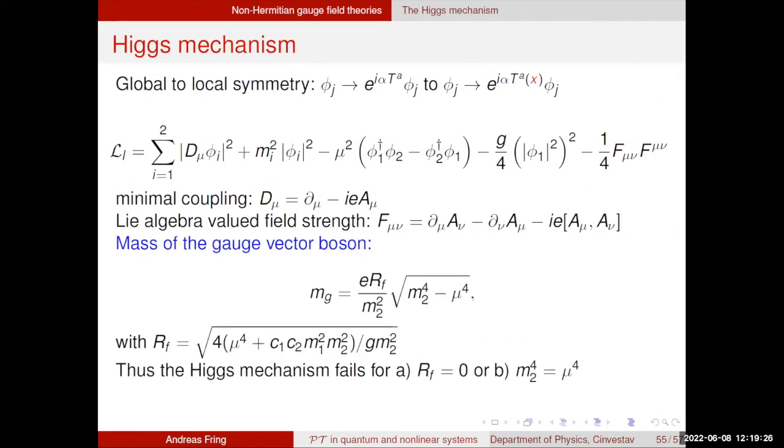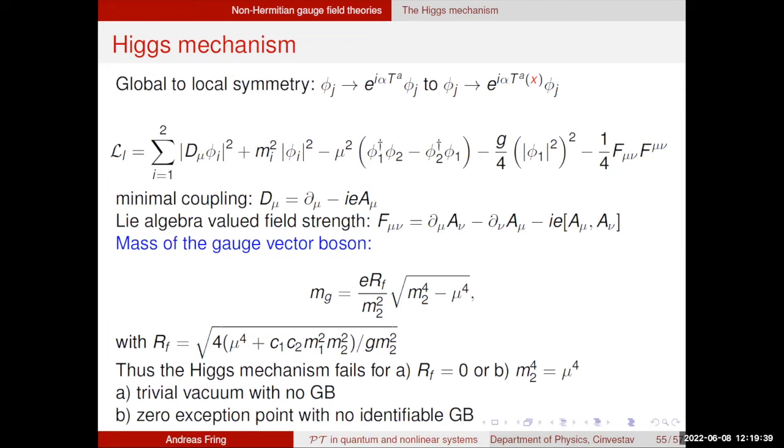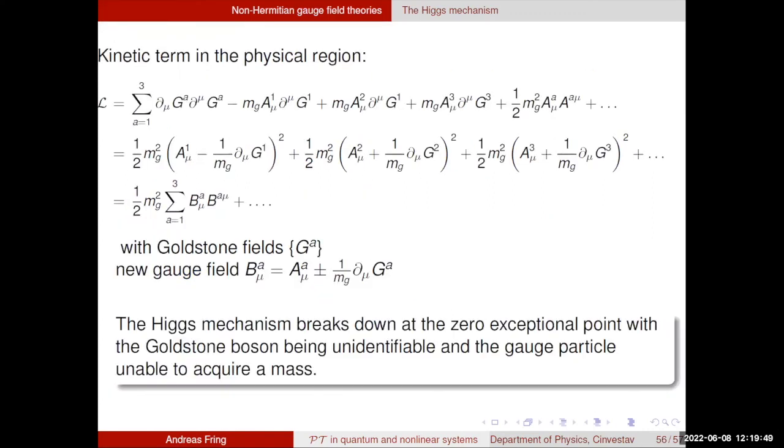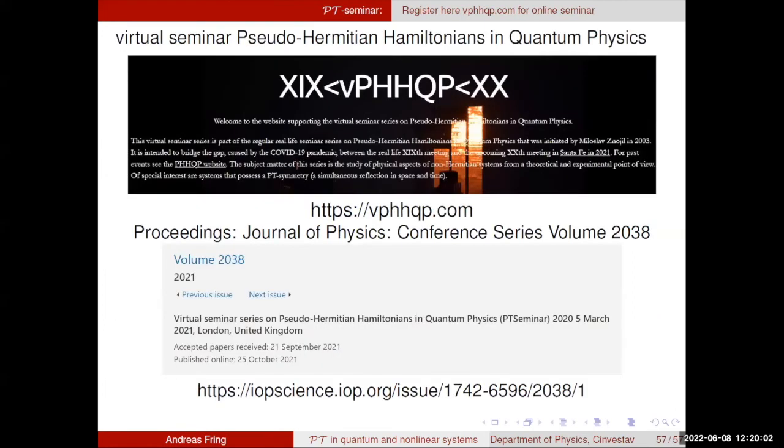Now the Higgs mechanism, which is the mechanism that gives the Goldstone boson a mass. So we replace all derivatives via minimal coupling in this way, and I will speed up a little. And again, what we already found for the Goldstone boson is reflected now in the Higgs mechanism. So in all these regimes where I told you the Goldstone boson can be obtained, we can also make it vanish using the Higgs mechanism. Except at the zero exceptional point. That's where it breaks down. So I will stop here.